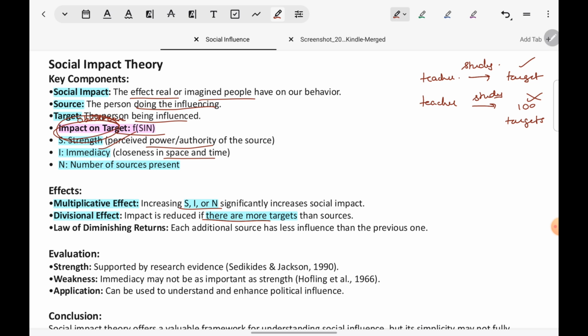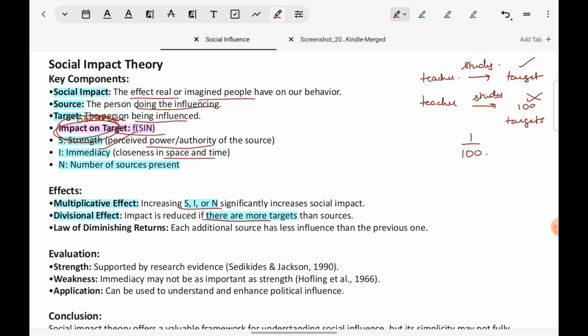And in fact, formulas have been presented for this as well. Her impact will come down to 1 upon 100 for any target. That is the divisional effect. This is the reciprocal fraction, but I don't want to get technical, this is the reciprocal effect, we can say, which it will have on the students.